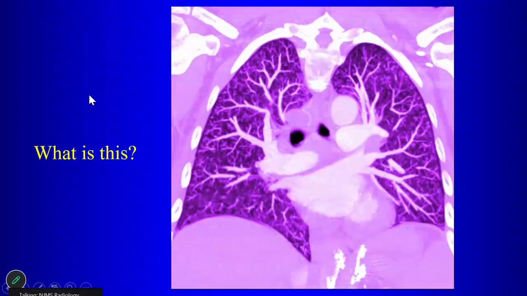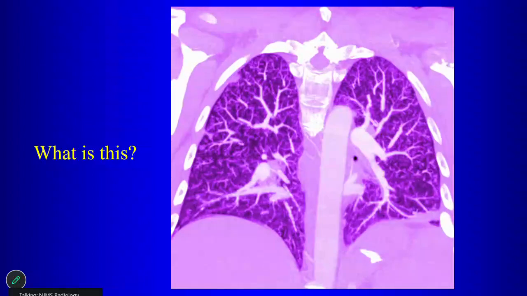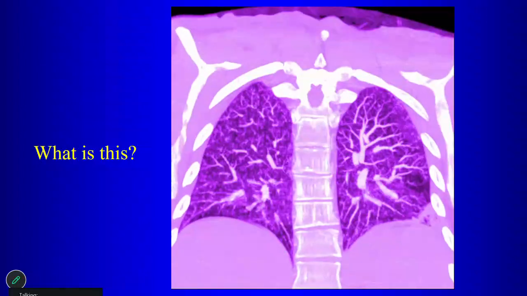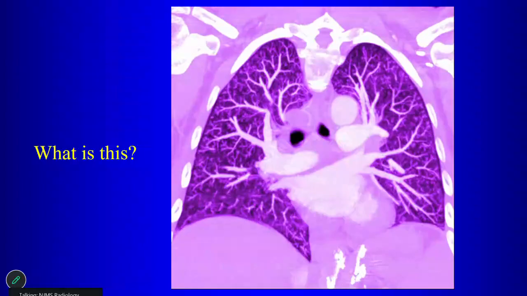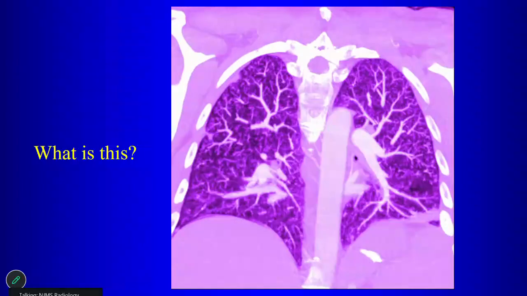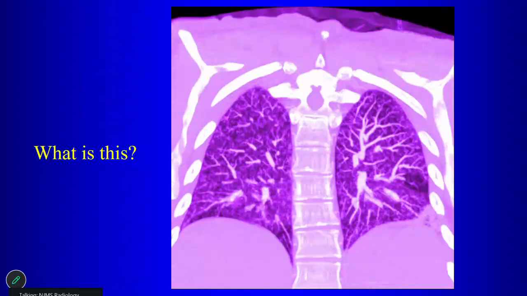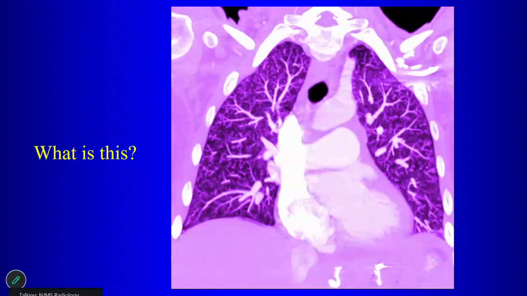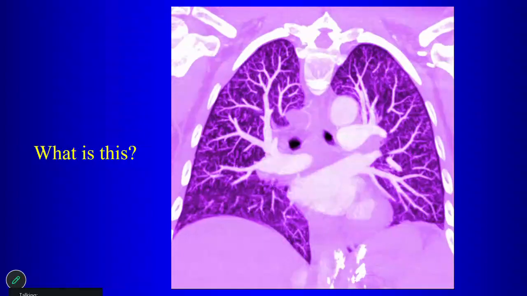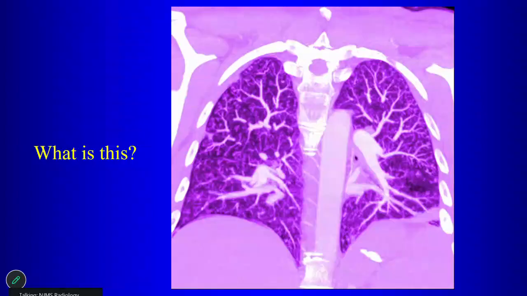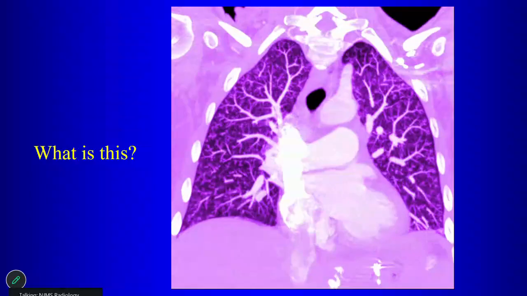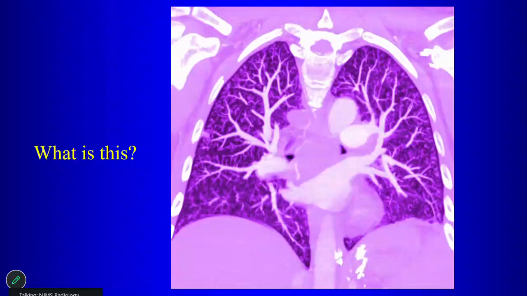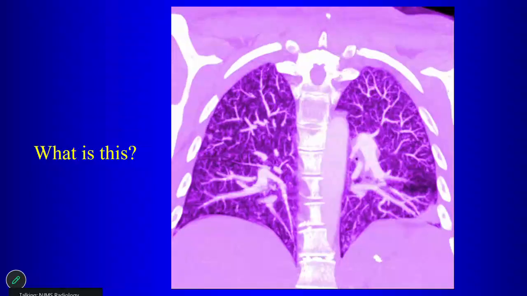I want you to look at this and tell me what's kind of peculiar here. Almost looks like it's following the vasculature. Yeah, all of these nodules are connecting with the vessels. Can you appreciate that? So what does that mean? Is this airway disease? No. What is it?